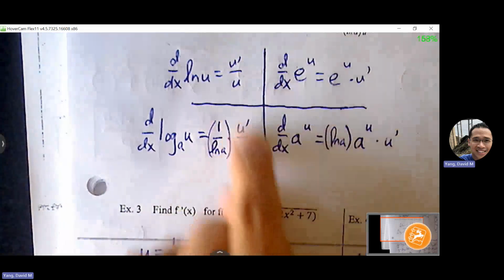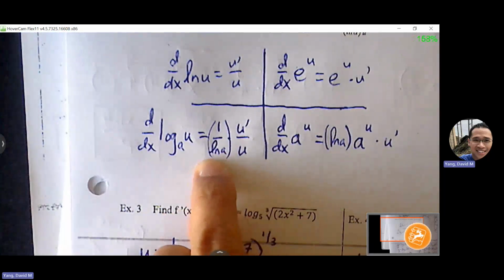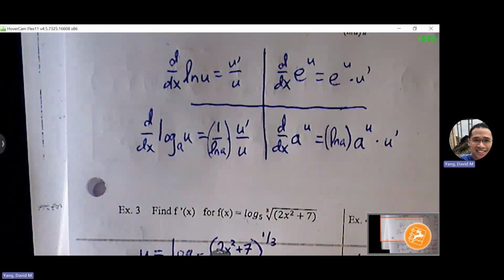So that u prime over u, that u denominator reminds me that my natural log of a is going to go in the denominator as well. Sometimes students feel like they don't know where that natural log of a goes. Does it go to the numerator or the denominator? For logs, it goes in the denominator because there's a denominator within my derivative. With logs, there's a denominator. With the exponential, there is no denominator, so therefore a to the u also has no denominator for the natural log of a.